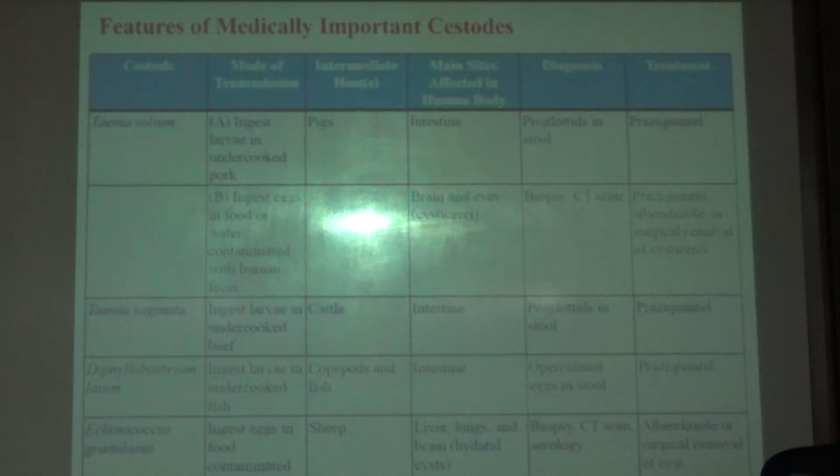This is the summary of the mode of transmission, main sites, diagnosis, and treatment. As you can see, the treatment is almost the same for all. Praziquantel is more common except for Echinococcus granulosus. In this case, sometimes we need surgical intervention also. And other anti-helminthic drugs, such as albendazole, can be used in many cases.